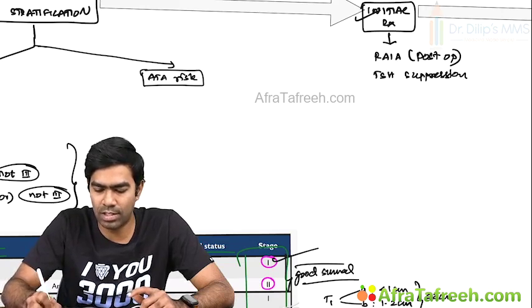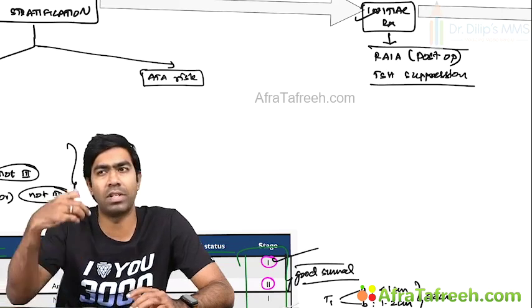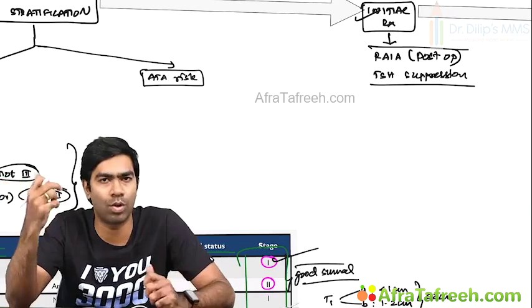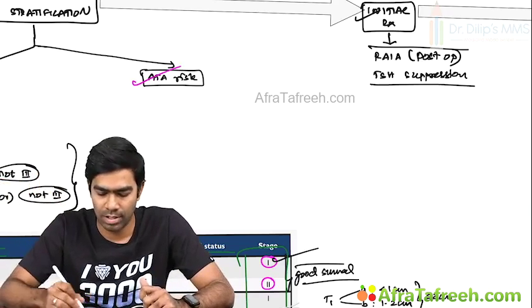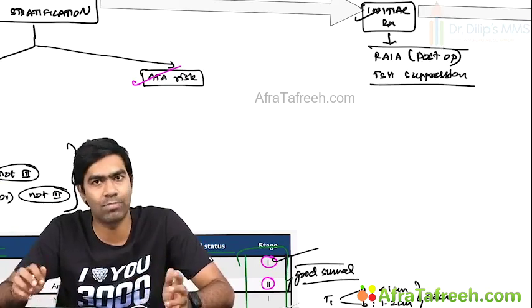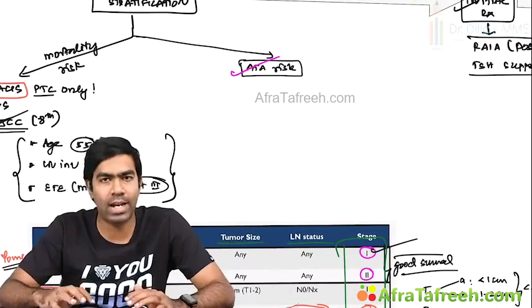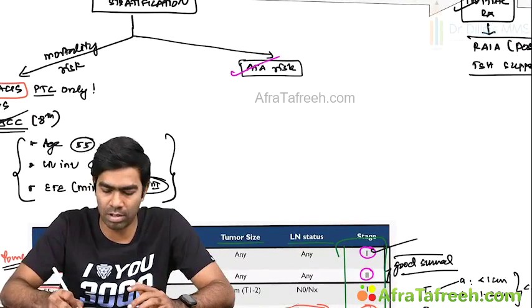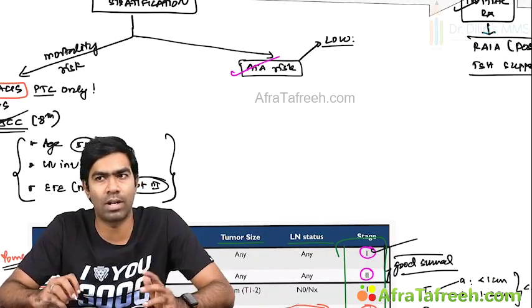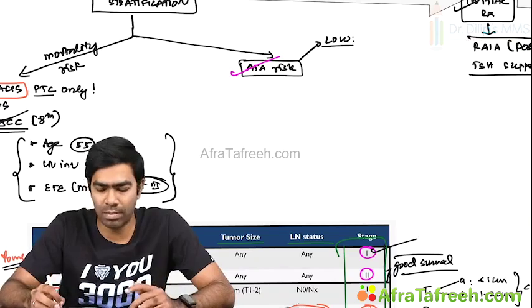So how much TSH to be suppressed, and whether you will give a radioactive iodine ablation or not, how will you answer? Only by knowing the ATA risk. That's why knowing the American Thyroid Association risk is really important. So based on ATA risk, I can put them under low risk, or intermediate risk, or high risk. Low risk is very simple for a PTC.